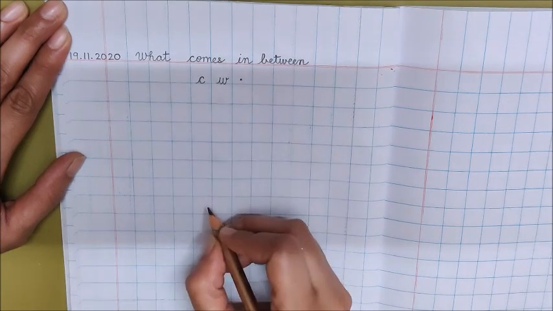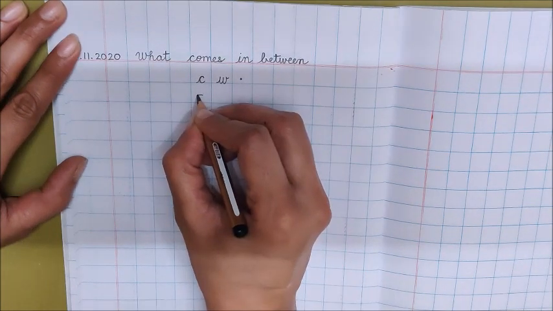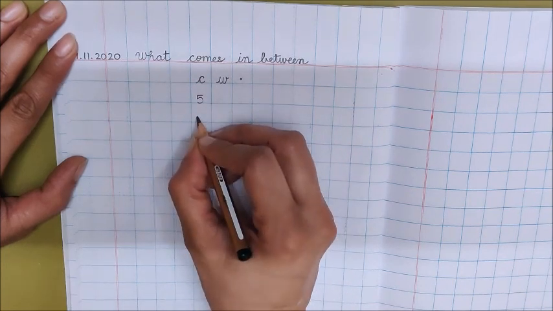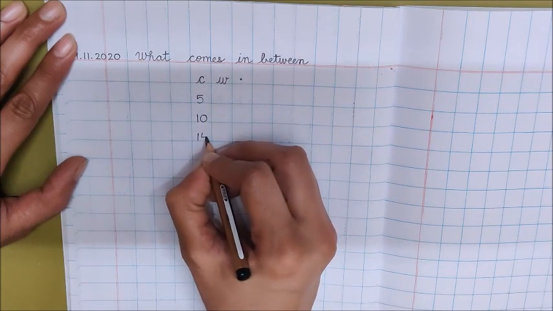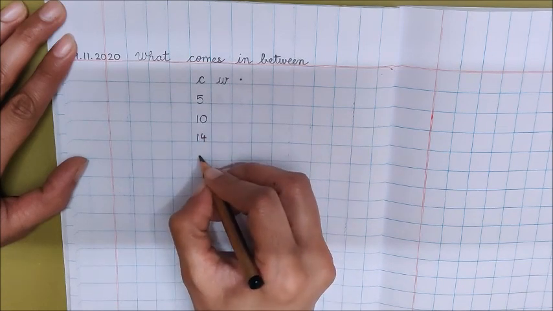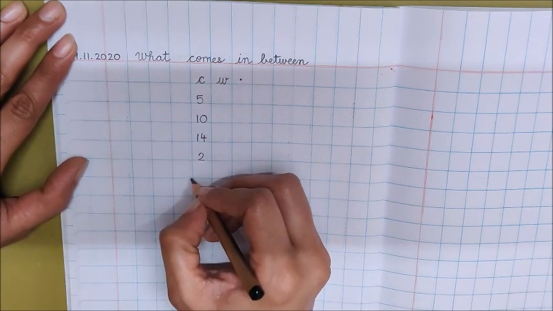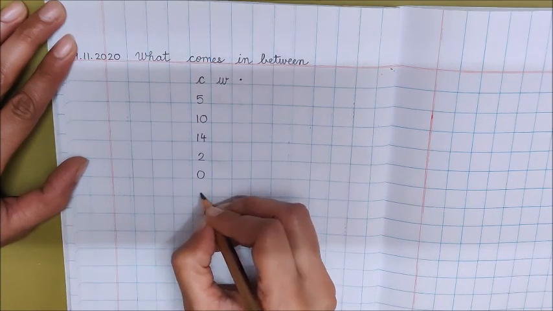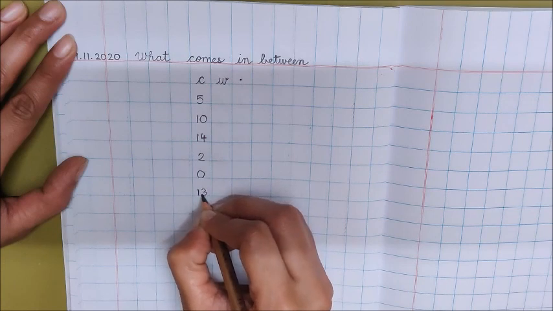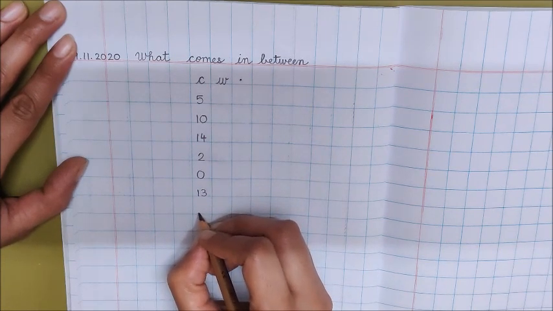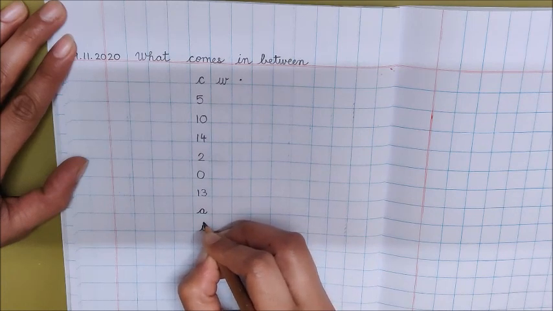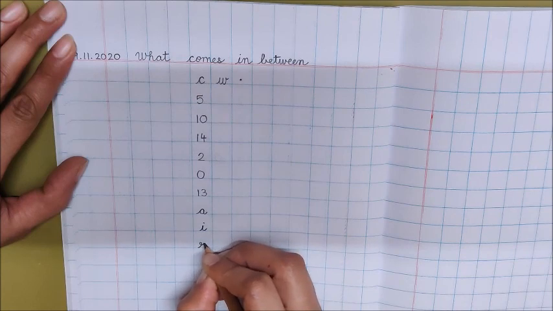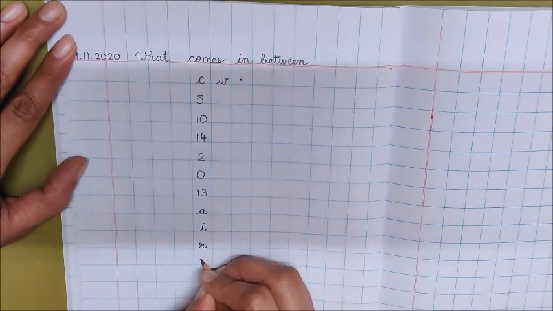Now, below C, we are going to write numbers. 5, 10, 14, 2, 0, 13. Now below 13, write down letter A. Below A, write down I, R, N.